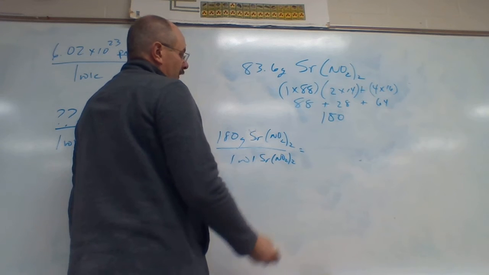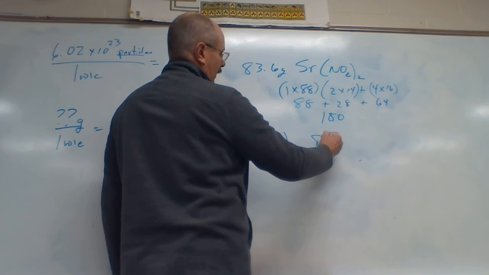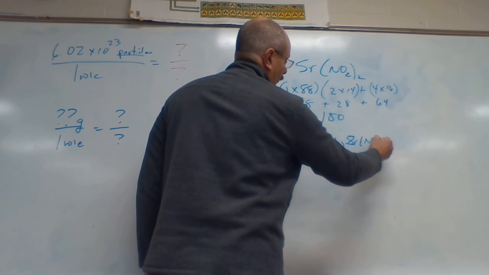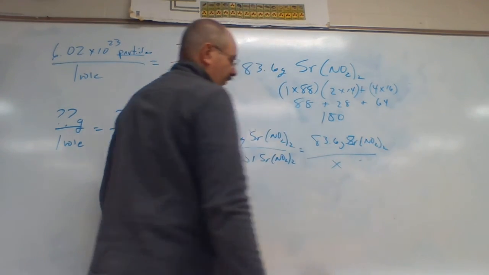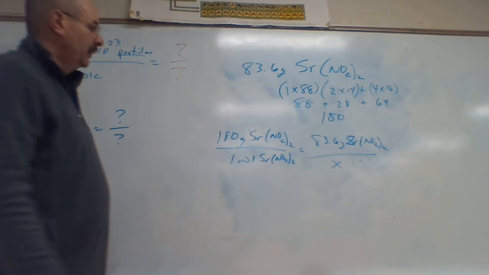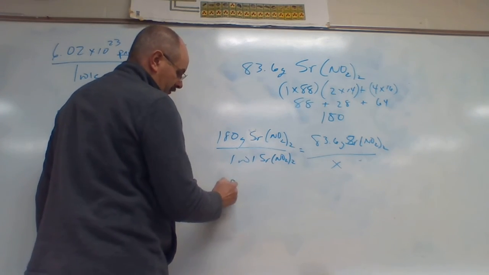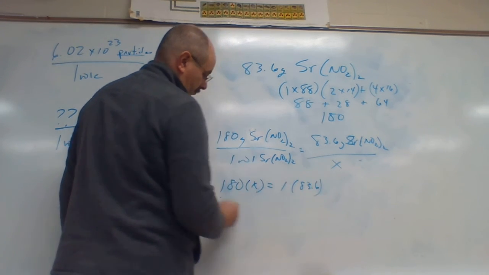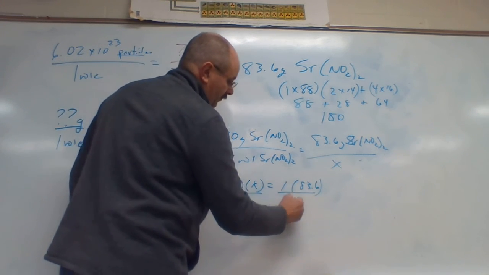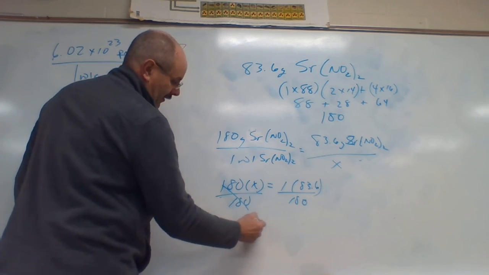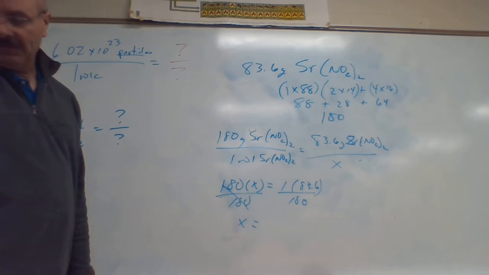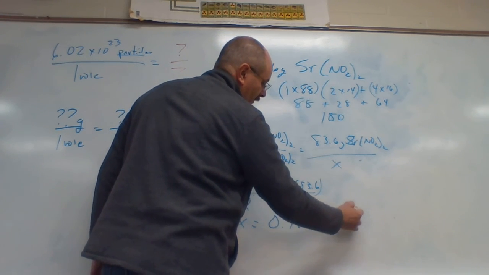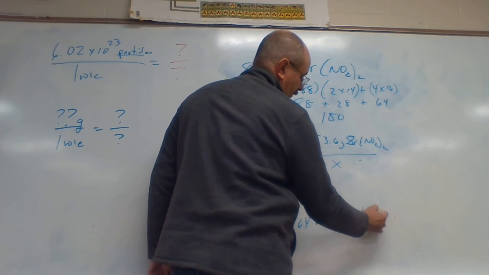So now on the other side, I don't have 180, I get 83.6 grams of SrNO2. And we're going to try and find out X moles that is. So cross multiply: 180 times X equals 1 times 83.6. Get X by itself. And X ends up equaling 0.464 moles of SrNO2.